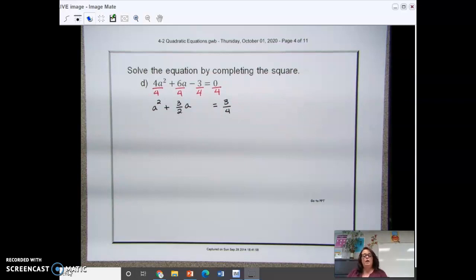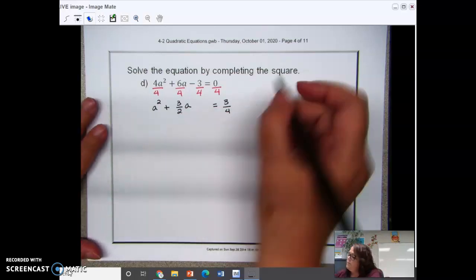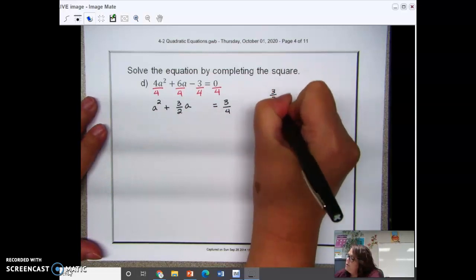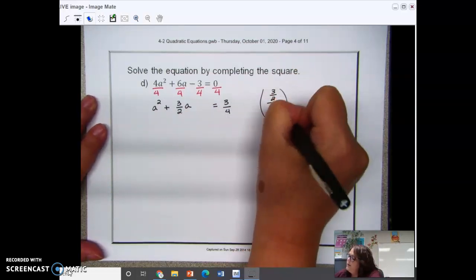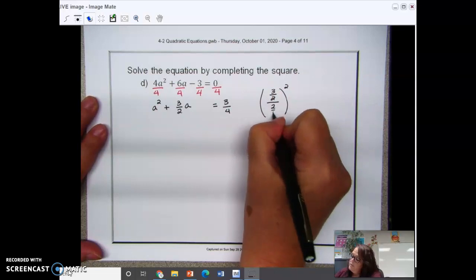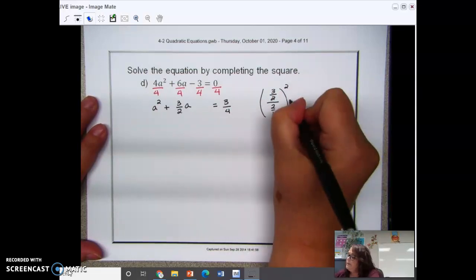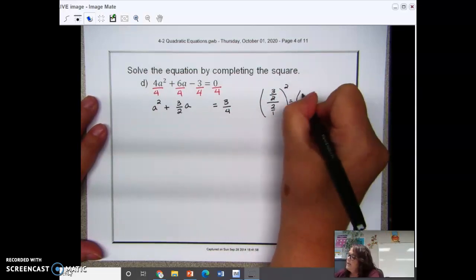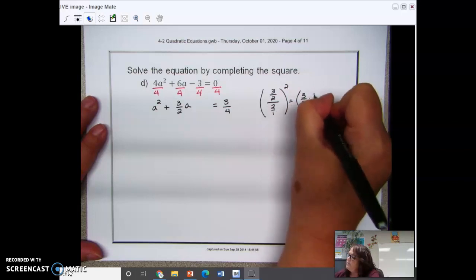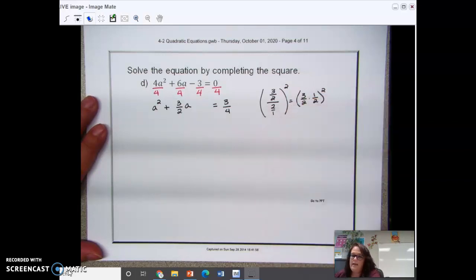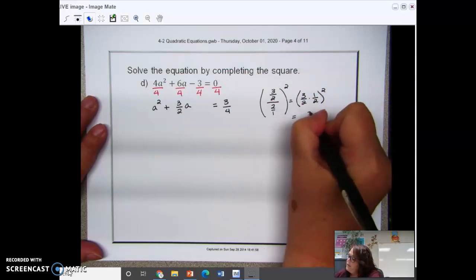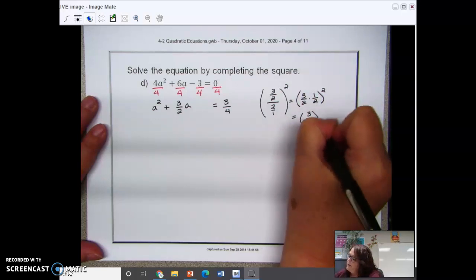Okay, so if you're feeling confident about this, go ahead and pause the video and see if you can get the same answer. If you're not feeling confident, you can try and work it along with me. So remember we said we're going to take the middle term, put it over 2, and square it. And so 2 is the same as 2 over 1. So this is the same as saying 3/2 times the reciprocal, which is 3/2 times 1/2. And so we get 3/4 squared.